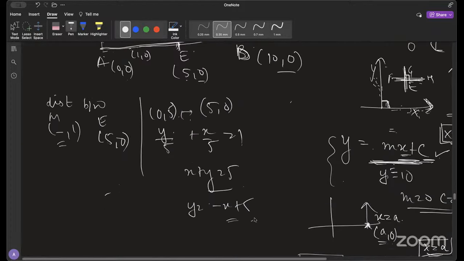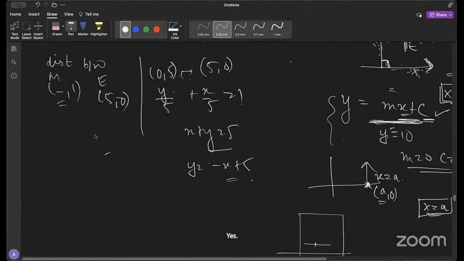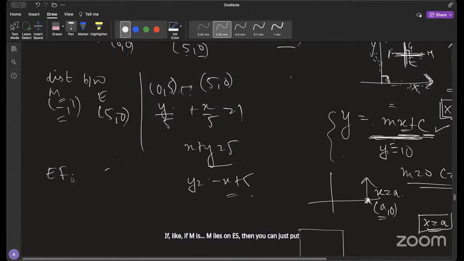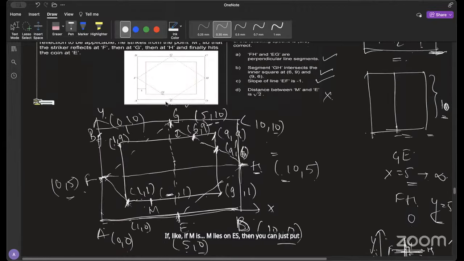Okay, then let's check. As per the question, if M lies on EF, then you need to find the equation of EF first.